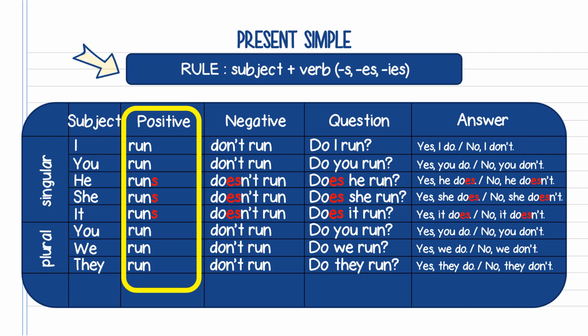Now look at this column. For the positive statements, we have to add s to the verb for the singular subjects he, she, and it. Okay, let's read together. I run, you run, he runs, she runs, it runs. You run, we run, they run.